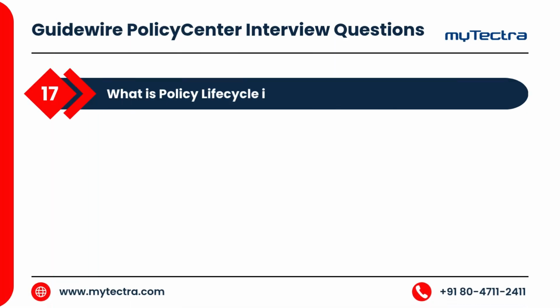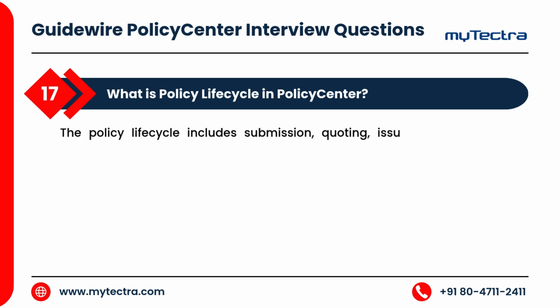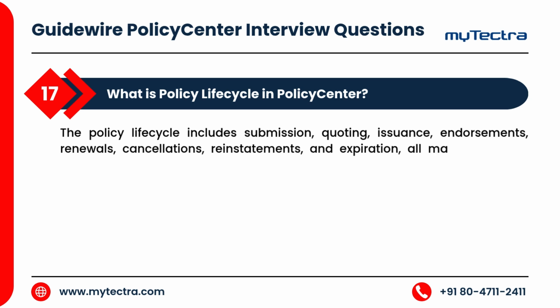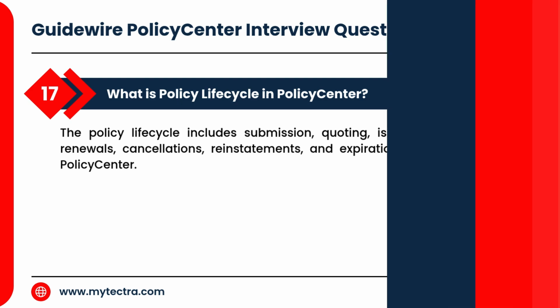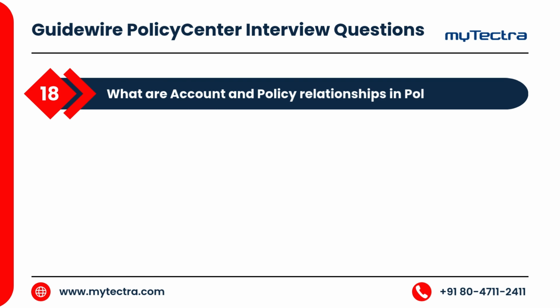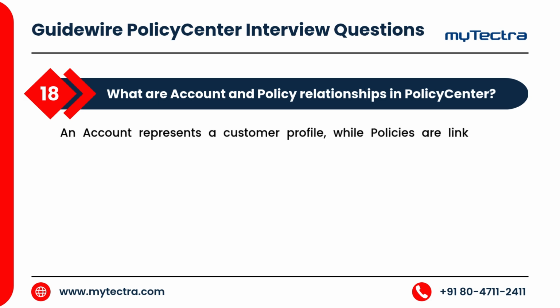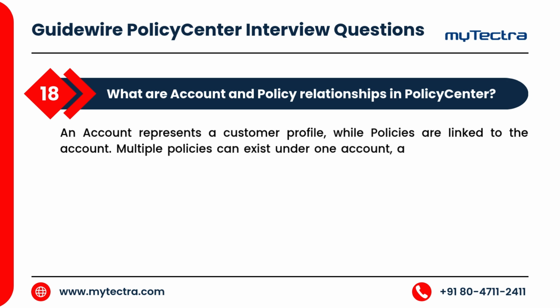What is policy lifecycle in PolicyCenter? The policy lifecycle includes submission, quoting, issuance, endorsements, renewals, cancellations, reinstatements, and expiration, all managed within PolicyCenter. What are account and policy relationships in PolicyCenter? An account represents a customer profile, while policies are linked to the account. Multiple policies can exist under one account, allowing consolidated customer management.